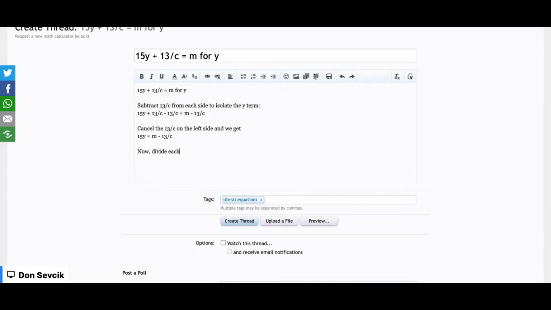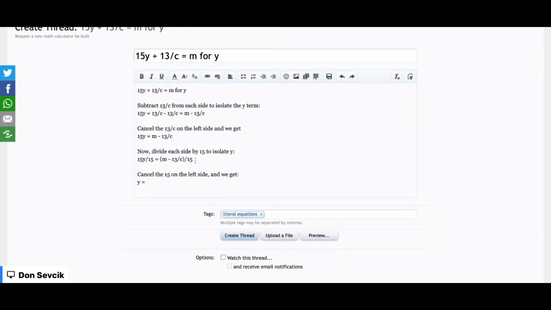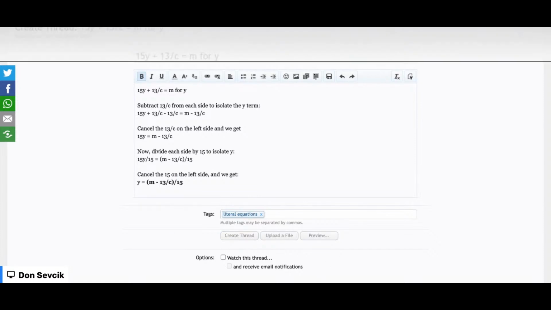Now divide each side by 15 to isolate y. I'm just going to do this. Divide by 15. You got to wrap this in parentheses now because we're dividing the entire side by 15. We get cancel the 15 on the left side. We get y equal to basically this. Put this in parentheses. The next one.